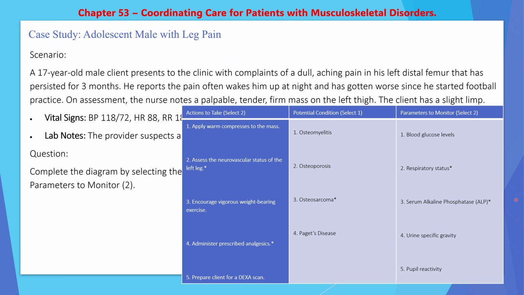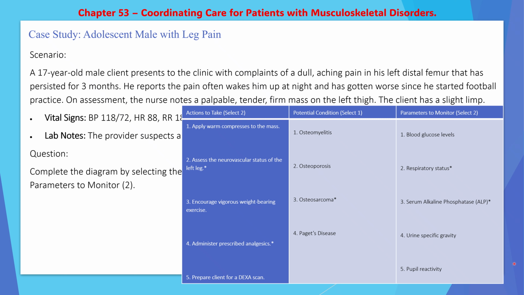Action to take: assess neurovascular status. Assess the neurovascular status here. Actually, I put the star if you notice. So these are the correct answers. The text highlights that tumor growth can cause compartment compromise. The nurse must assess for weak pulse, pallor, paresthesia, or paralysis to ensure perfusion to the limb is maintained.